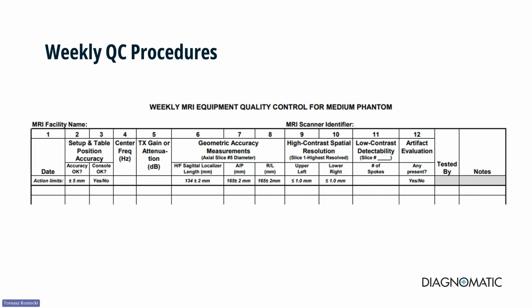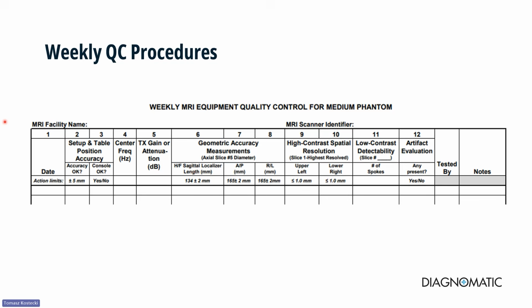Okay, let's start with the tests. The ACR provides a weekly quality control data form to help record the test results in a consistent way. This makes it easier to compare results over time and identify changes in scanner performance. The first test in this form is setup and table position accuracy.